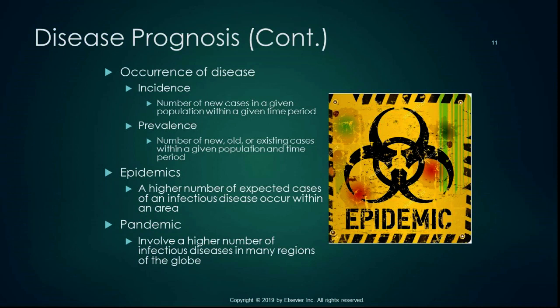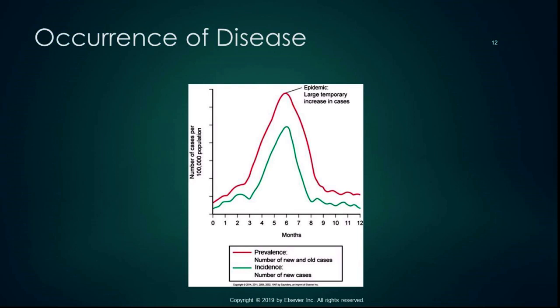Epidemics are higher than expected cases of an infectious disease that are occurring within an area. So you'll hear about flu epidemics and E. coli epidemics. They expect a certain number of cases per year, and when there's a higher number, it's something to be concerned about. It's something to be aware of. A pandemic involves a higher number of infectious diseases in many regions around the globe. So you can say there's a flu epidemic in the state of Washington, or it can be pandemic where it's all over the world. And in this age of international travel, pandemics are much more possible than they ever were in the past. Even though ease of travel didn't seem to affect it, there are certain diseases that became pandemic many times in history.